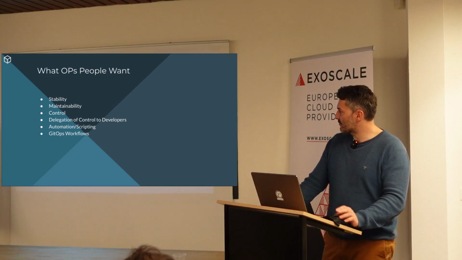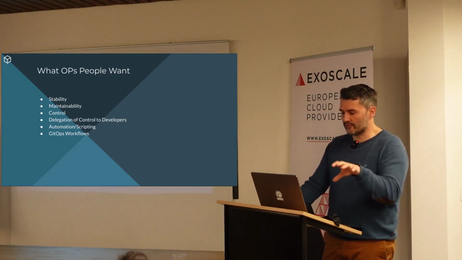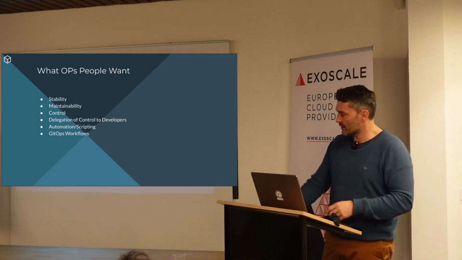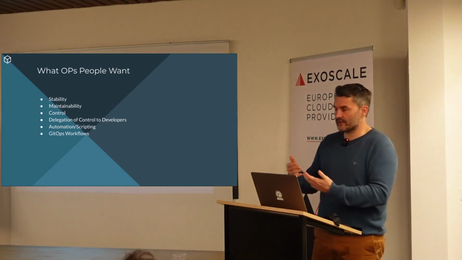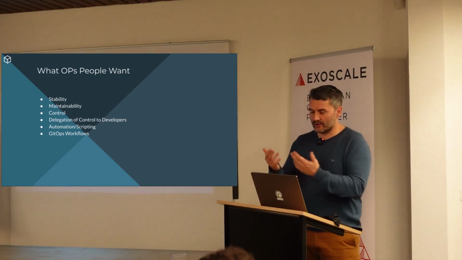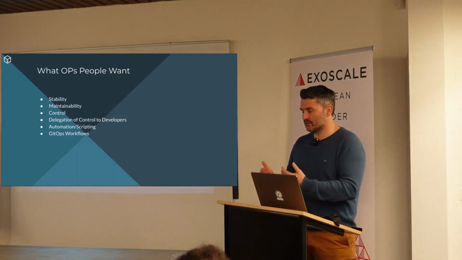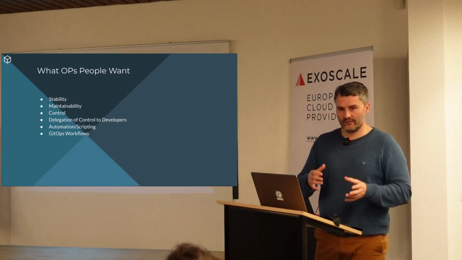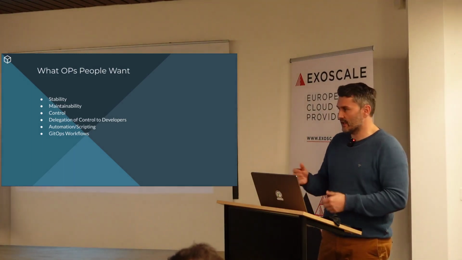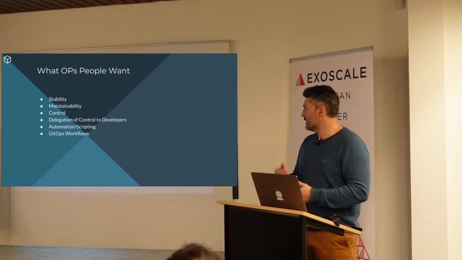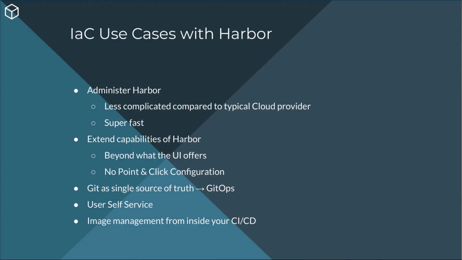And the other thing is a bit of a paradox, because on one hand, ops people want to have control about everything. But on the other hand, they don't want to do everything themselves for the developers. This is where DevOps comes in, right? So you need to have a way to delegate control to developers, and also to do automation and scripting, and GitOps workflows today.